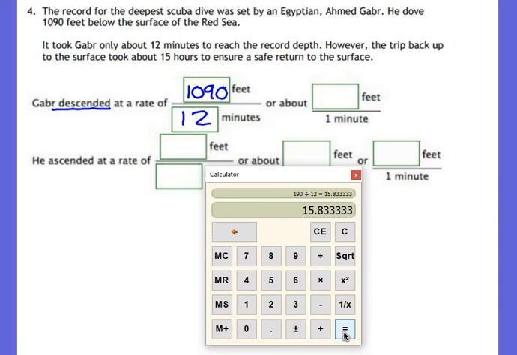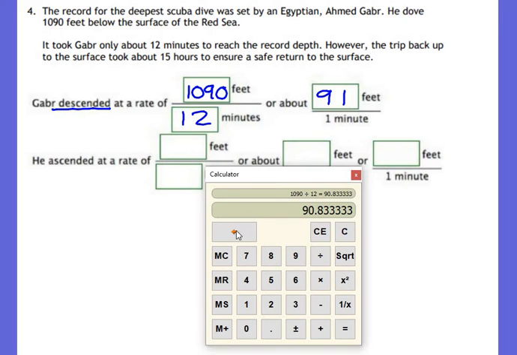91. Wait, Miss Adams. You get 190. It's like 60. 91. 91 feet per minute. Okay, that's how fast he descended.